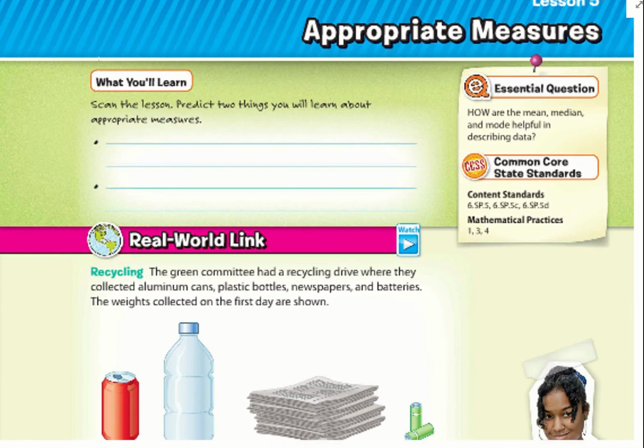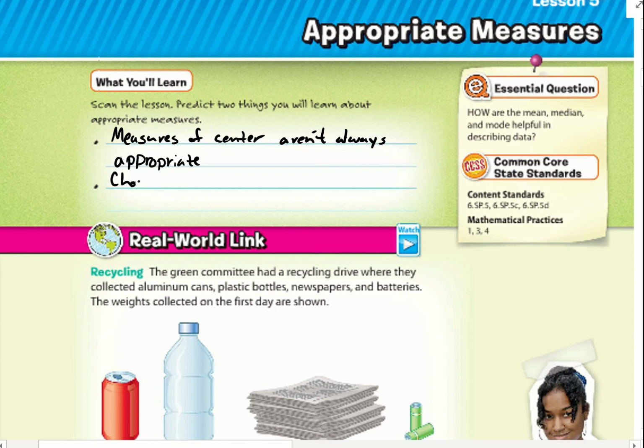So scan the lesson, predict two things we're going to learn about appropriate measures. That's chapter 11, lesson 5. So we're going to learn measures of center. So that's mean, median, and mode. They aren't always appropriate. We will learn how to choose the appropriate measure of center. I can't even spell appropriate measure.